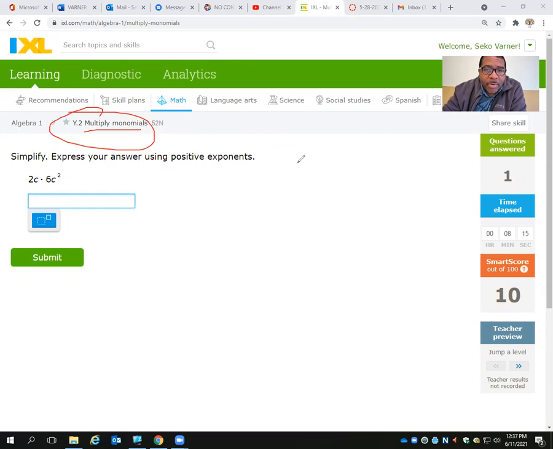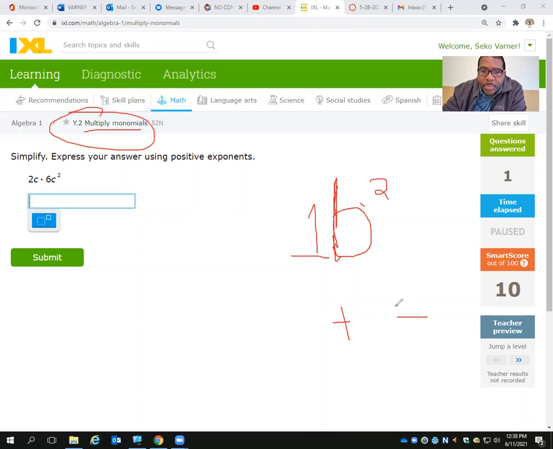Y.2 multiplying monomials. And remember, a monomial is just one number, or it might be a number and a variable. Like 1b would be a monomial. You could even have 1b squared and it'll be a monomial. But if you have a plus or a minus sign in the expression, then it's not a monomial. So this is a monomial, okay?